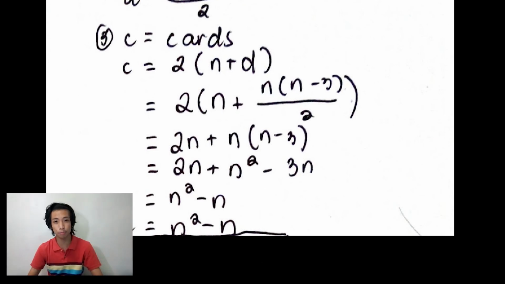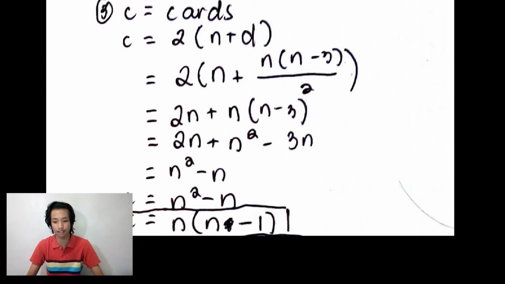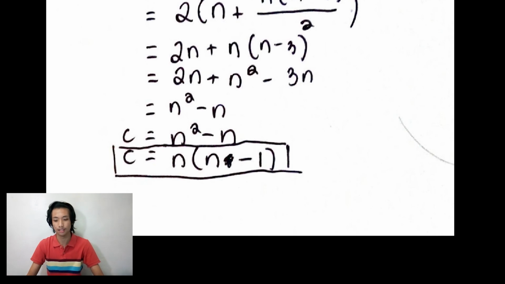So let us simplify the equation. 2 times the sum of n plus n times quantity n minus 3 all over 2 is equal to 2n plus n times quantity n minus 3. We can still further simplify the equation by getting 2n plus n squared minus 3n. Negative 3n plus 2n is equal to negative n. So C is equal to n squared minus n, or n times quantity n minus 1.